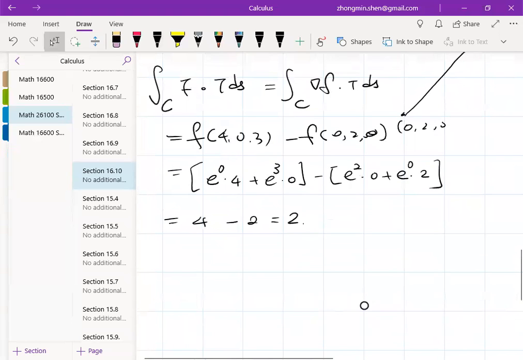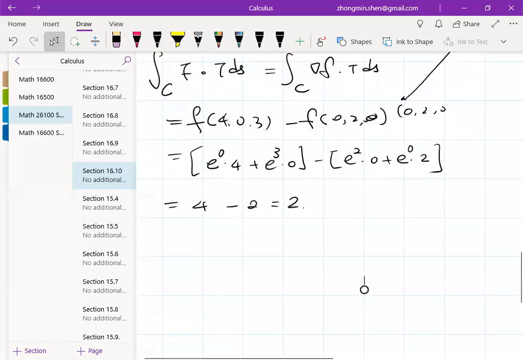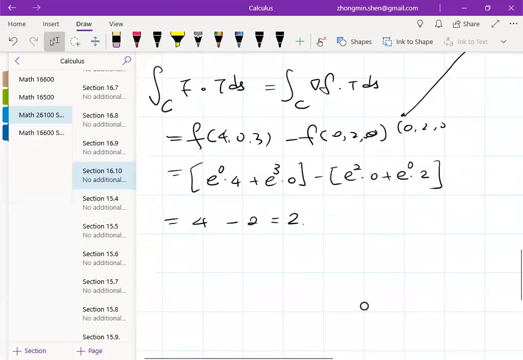But I just said that if you do not recognize f is conservative, and if you do not go that way, what should we do? Okay, I'm just going to set up the integral for you, but I'm not going to evaluate it. The answer should still be 2, right? So how to do that?